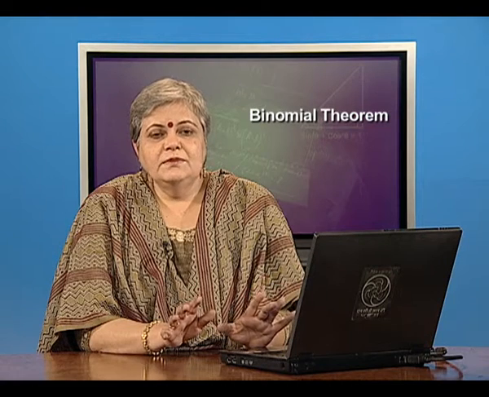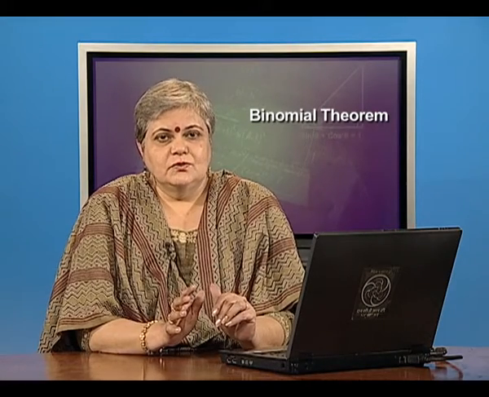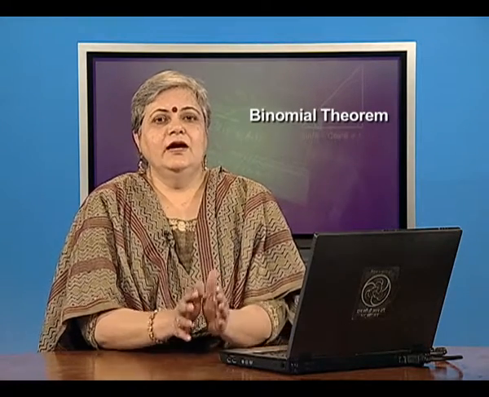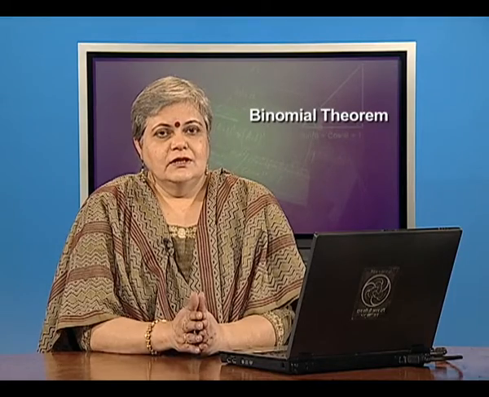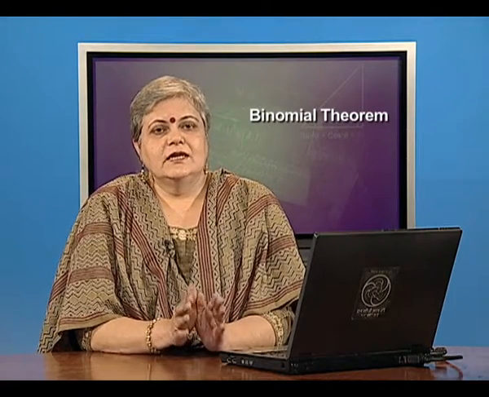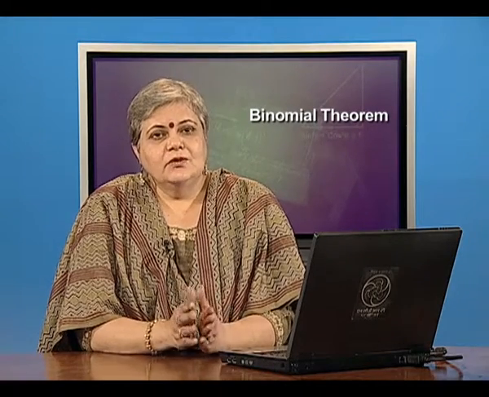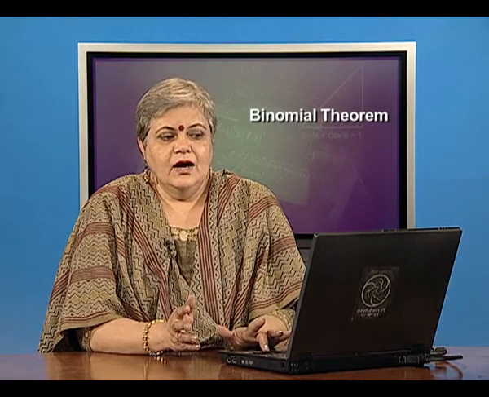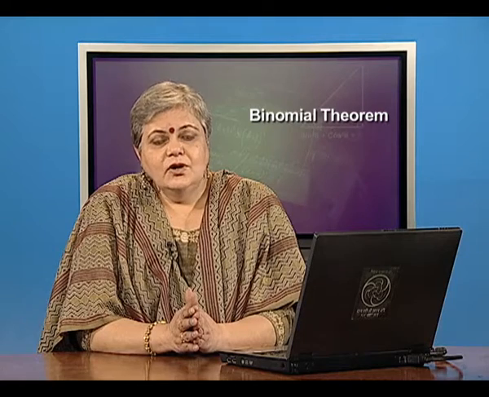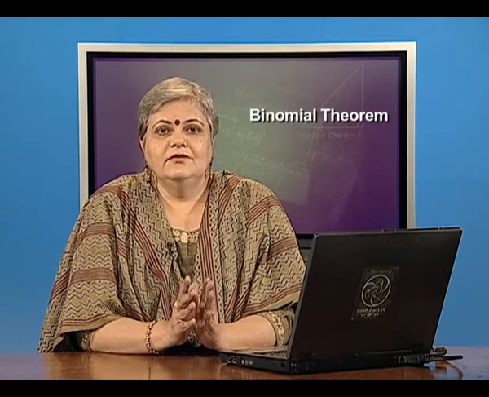Now, the problem said find the coefficient of x to the power minus 2. So, we need to find that r for which the power of x is negative 2. So, what would one do? Of course, equate that 40 minus 7 r to negative 2 and then solve for r from here. So, I am sure you are ready now to say r is 6. So, which term will give me x to the power minus 2? Not the 6th term, but the 7th term.